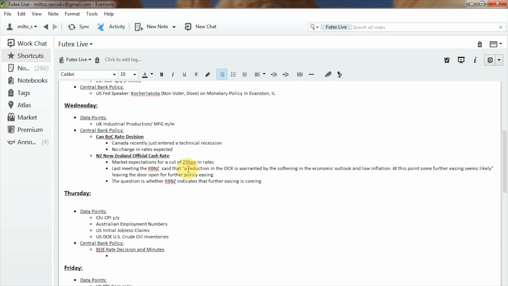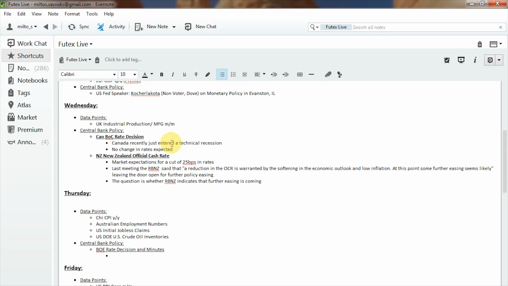Looking over at Wednesday, where we get a little bit more to look at, we've got the UK industrial production and manufacturing production month-on-month figures. Pretty much the only data points to look at on Wednesday. And then really the focus is going to be around the Bank of Canada, which we're not really expecting much, but do be aware that Canada just recently entered a technical recession in the second quarter of 2015. That could be something that the Bank of Canada is looking at.